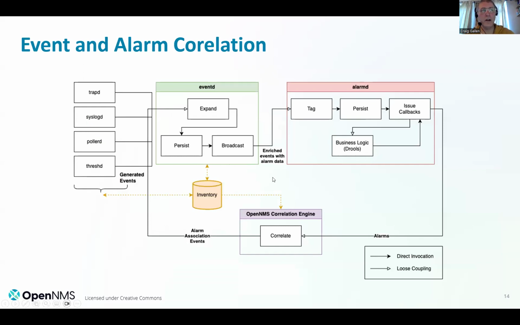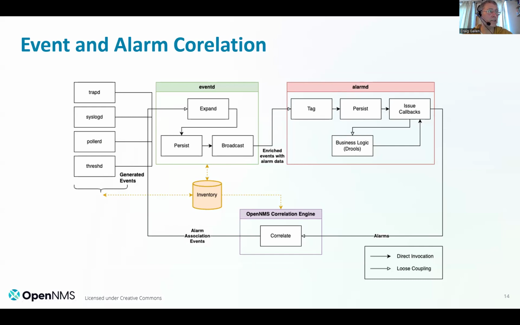So a little bit more about correlation. There's a number of things that go on. We'll talk more about this as we move forwards. But essentially, OpenNMS is an event-driven system. Everything happens through events in OpenNMS. So when we receive a trap, that gets converted into an event. Syslogs also get converted into events.